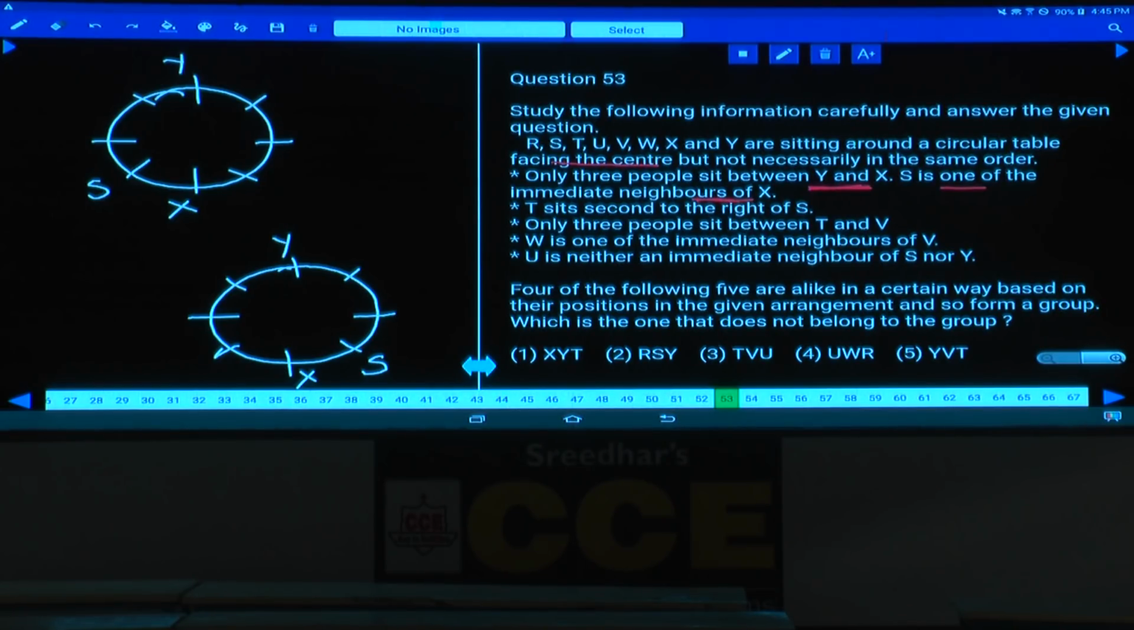T sits second to the right of S. As T is seated second to the right of S, T will be here. Only 3 people between T and V. 3 people between T and V, they are nothing but opposite to each other. And W is one of the immediate neighbors of V. As W is one of the immediate neighbors of V, in this case W will be here.